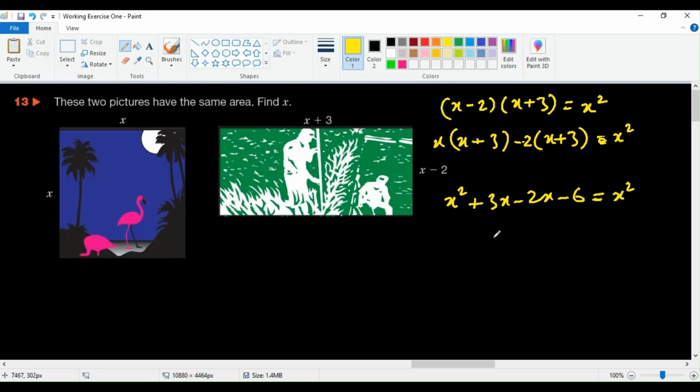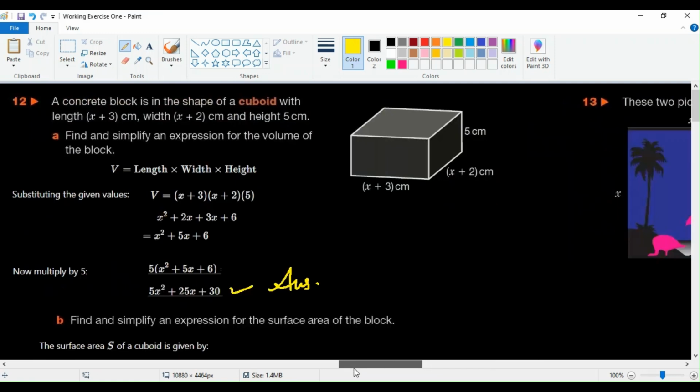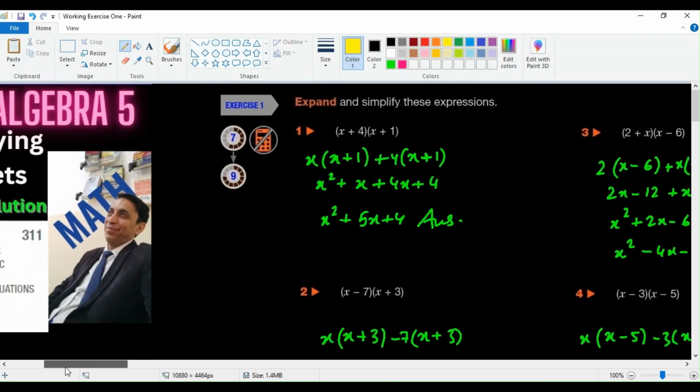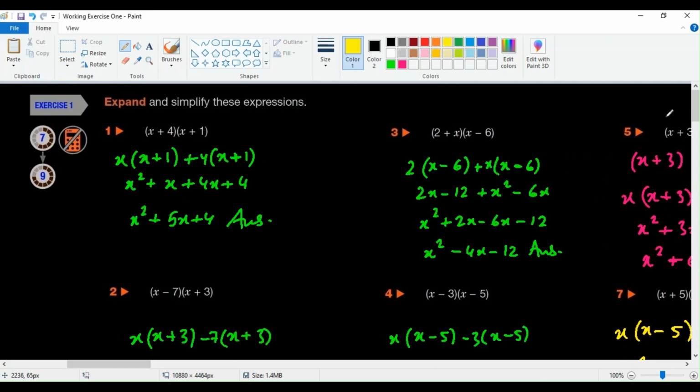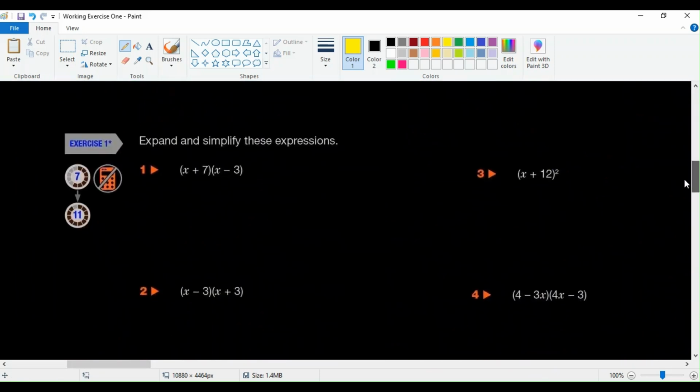Now this is going to be x square, and x square is going to be cancelled. So we have 3x minus 2x, which is x, and minus 6 is going to be 6. So that means x is equal to 6. That is the final answer for this exercise 1. Now we are moving to exercise 1 star, which is found here.